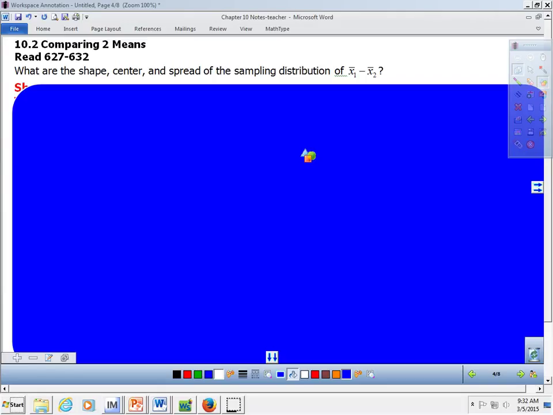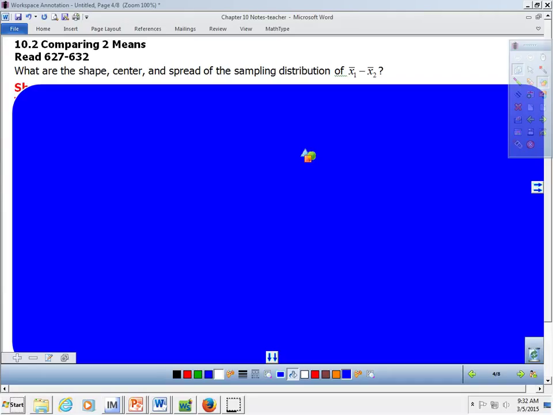Now we're going to talk about when we want to compare two means as opposed to the proportions for two populations, right? The good news is a lot of what we do is the same as what we've been doing. I'm just going to make sure that we're again checking both samples for our conditions and things of that nature.